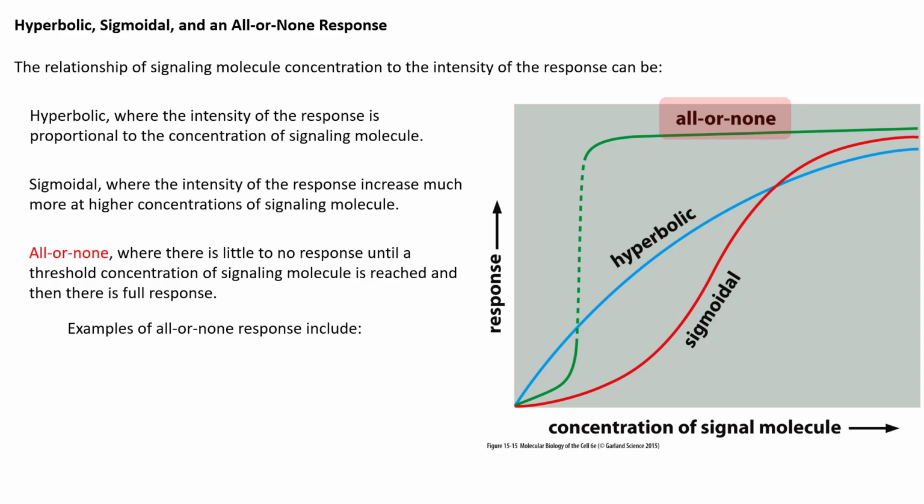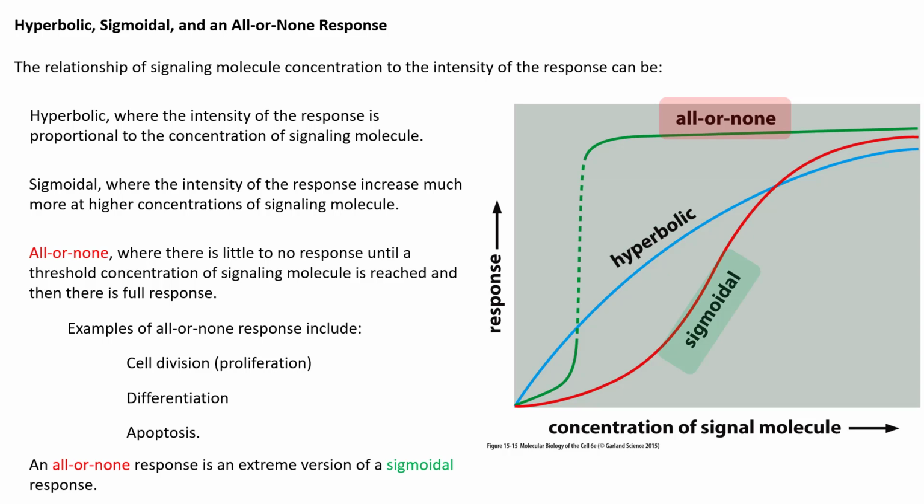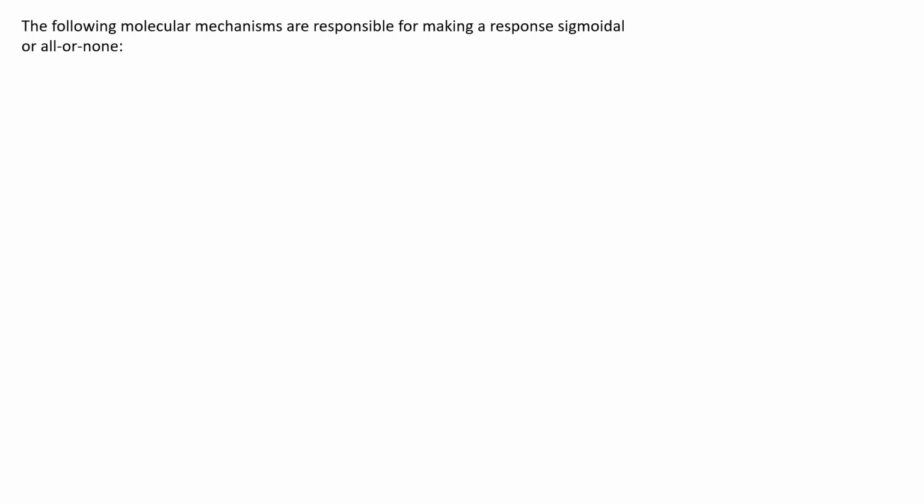Examples of an all or none response include cell division, proliferation, differentiation, apoptosis. An all or none response is an extreme version of a sigmoidal response. The following molecular mechanisms are responsible for making a response sigmoidal or all or none.